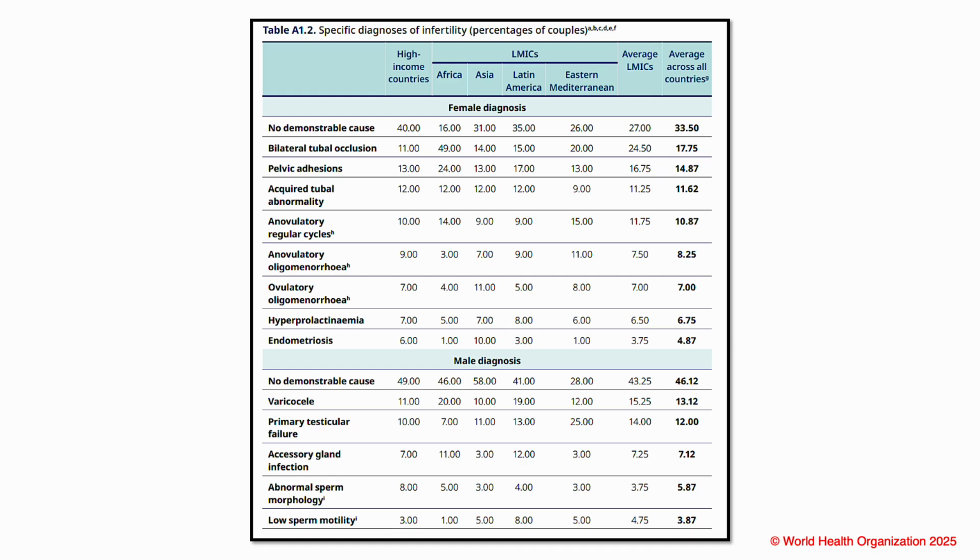Here we can see the specific diagnosis of infertility. They have divided as female differently and male separately. So no cause could be demonstrated in 33% of the cases, while the most common is the bilateral tubal occlusion, which is seen in 17.7% of the cases, followed by pelvic adhesions, which is seen in 14.8% of the patients. Then in male, no cause could be demonstrated in 46% of the cases, while varicocele is seen in 13% of the patients, primary testicular failure in 12% of the patients.